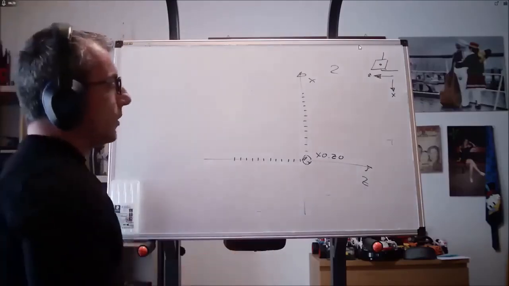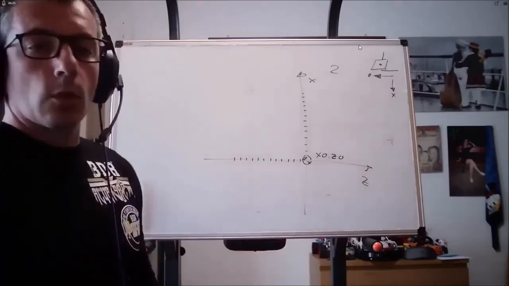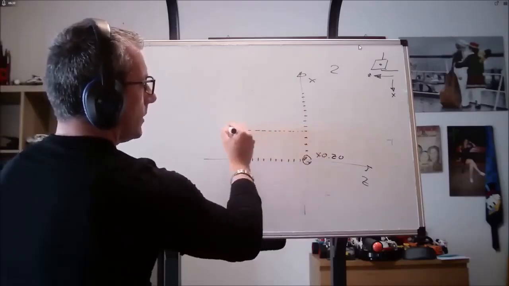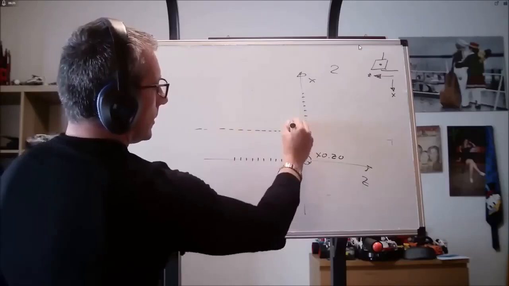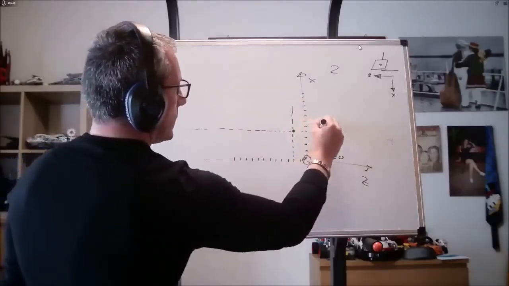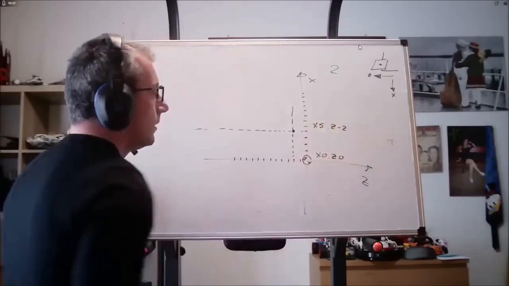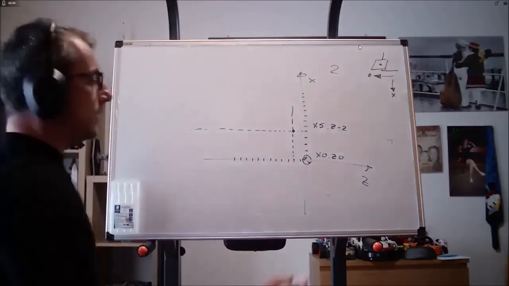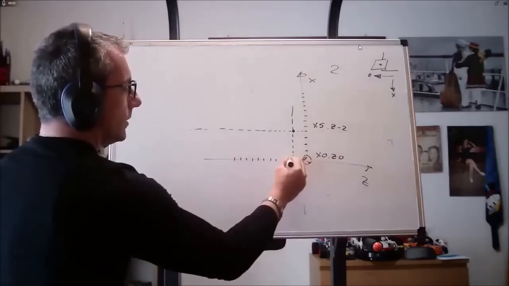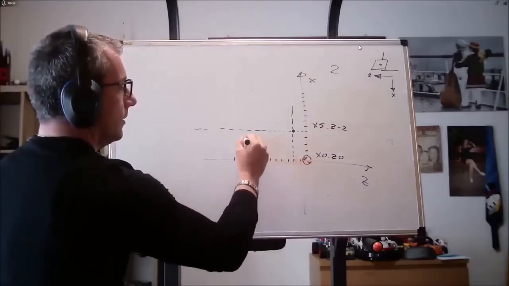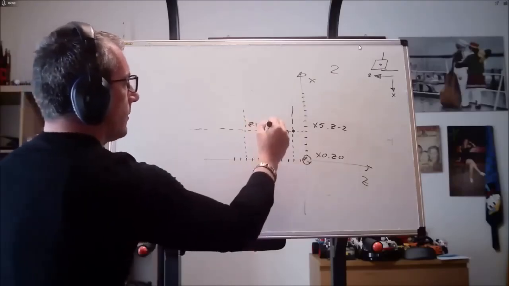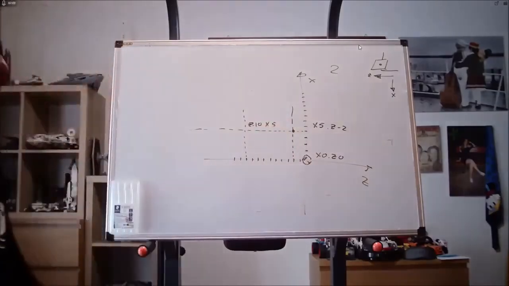So if I need to go to diameter 5 at Z minus 2, 1, 2, 3, 4, 5, I draw a line, Z minus 2, 1, 2, I draw a line. This is point X5, Z minus 2. From here, if I want to move to Z minus 10, 1, 2, 3, 4, 5, 6, 7, 8, 9, 10, I already anticipate that it will be enough to tell the machine Z minus 10 without specifying X. If it was specified in the previous block, the machine will move horizontally to Z minus 10.